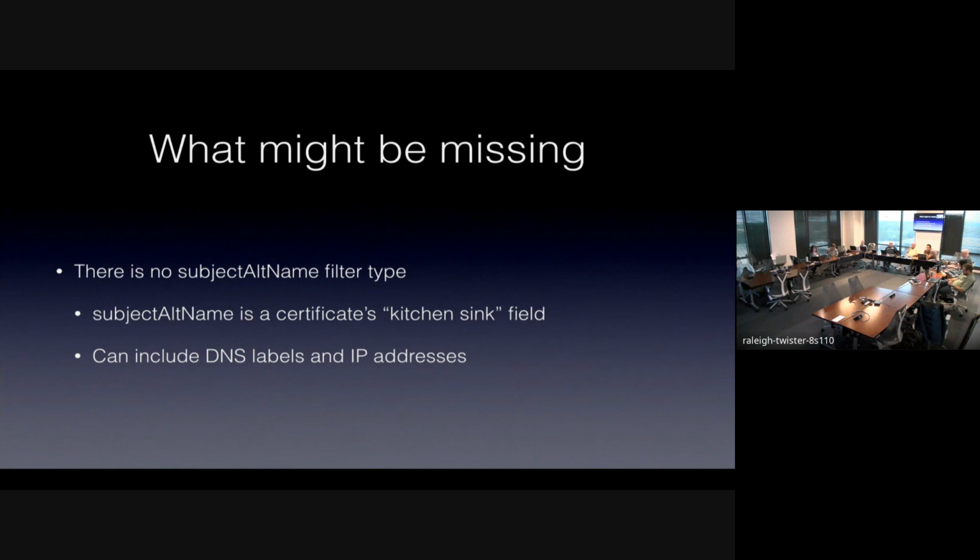That subject alt name contains a huge variety of different subfields. I put up here "kitchen sink" because there's a list of like 10 or 12 different subfields that are already defined in the standards for this field. So it's complicated to match. But what people might want to be looking for is DNS labels and IP addresses. That's how they're specified in certificates. But I kind of felt like we're already well beyond DNS labels and IP addresses here.